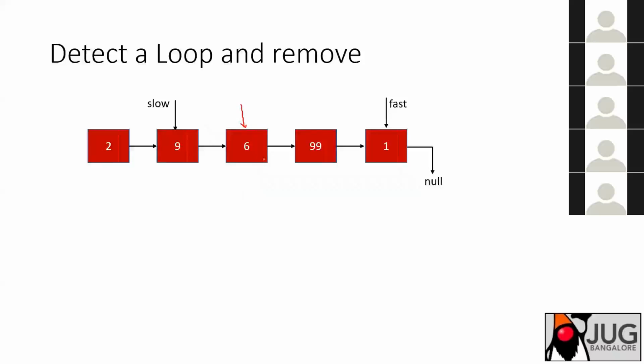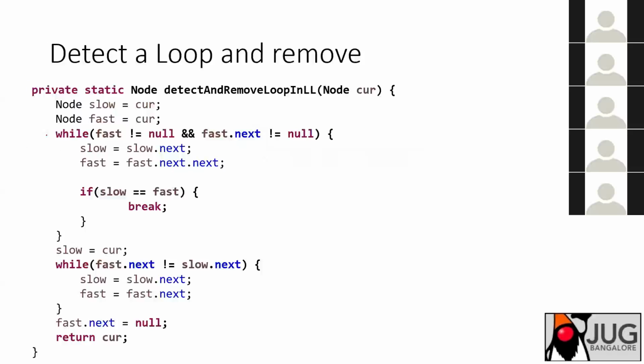If you see the code, it will be more clear. Both slow and fast are pointing to the current node, which is the head reference. Let's see. Now with this case, I have detected the loop.